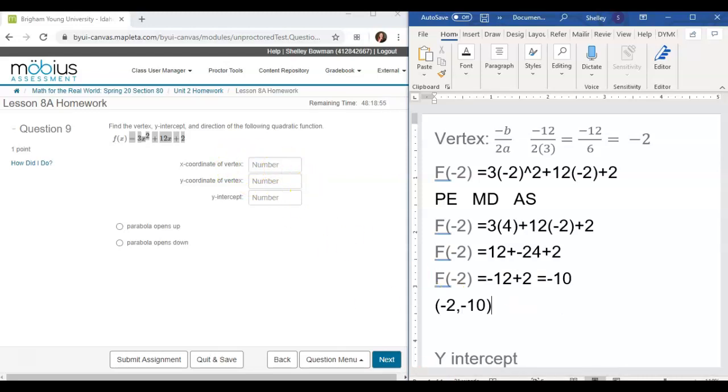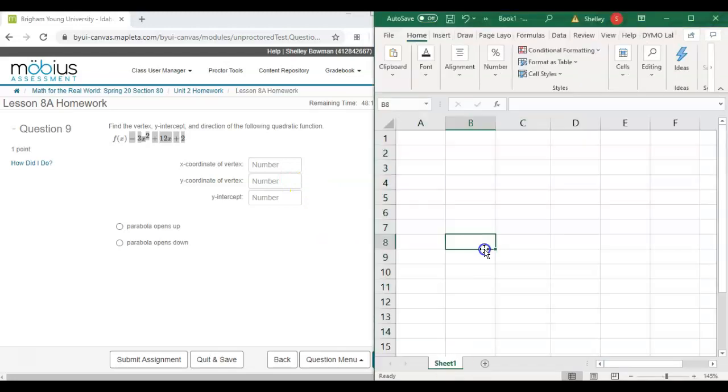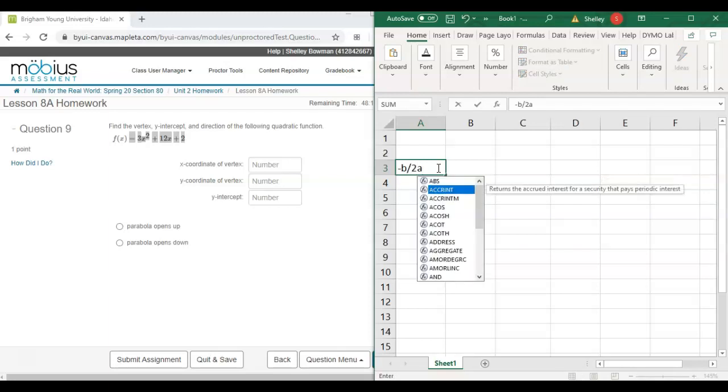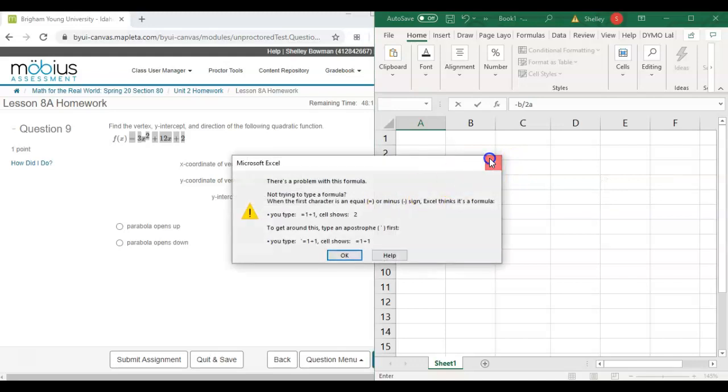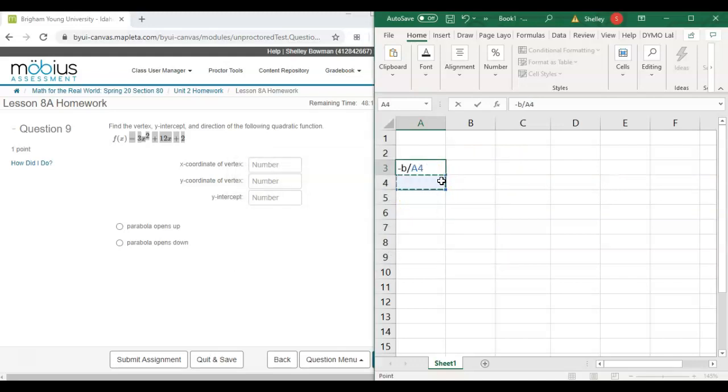If you'd like to use Excel, we can do that as well. We could use it for both of them actually. We'll do negative b over 2a as a reminder for us. We're not doing any of those. We're just typing in numbers.